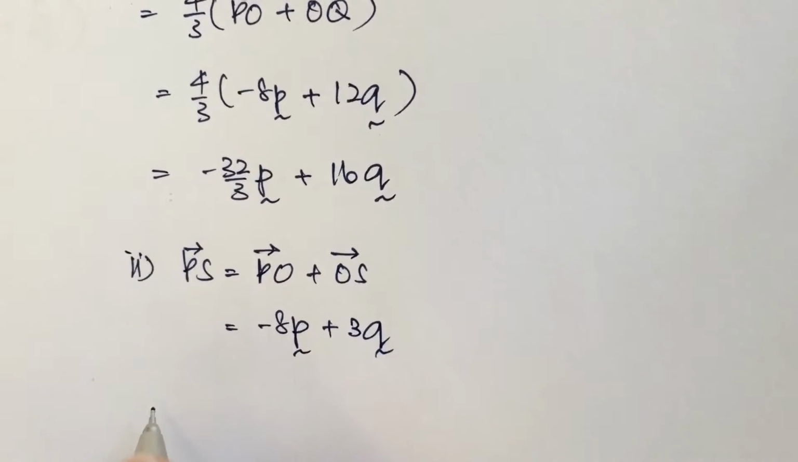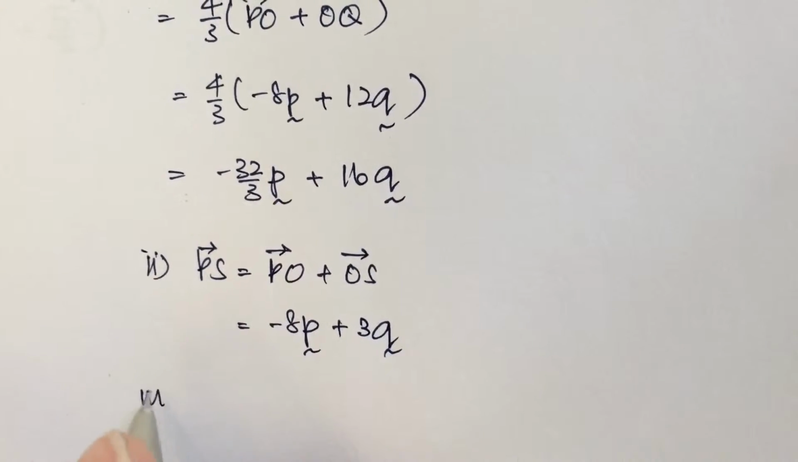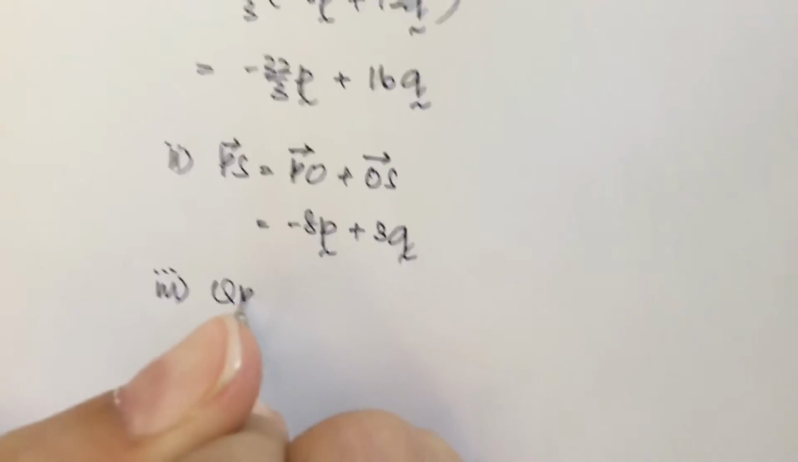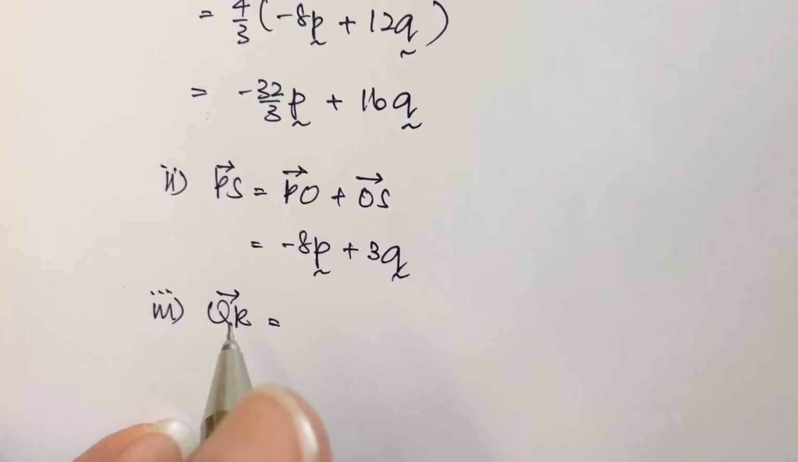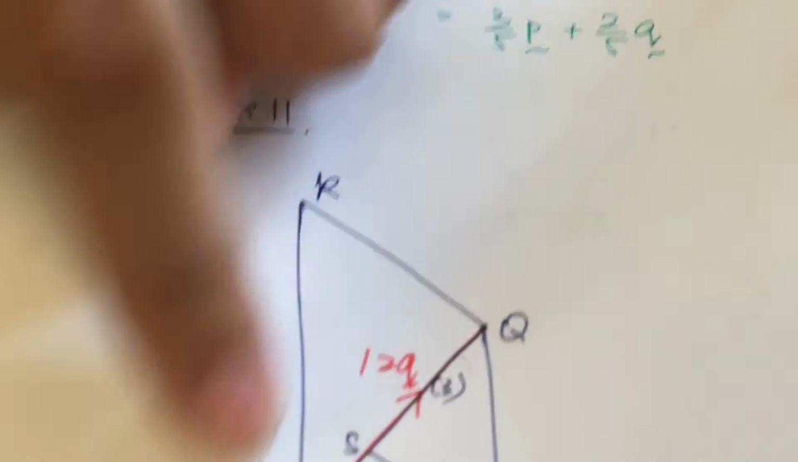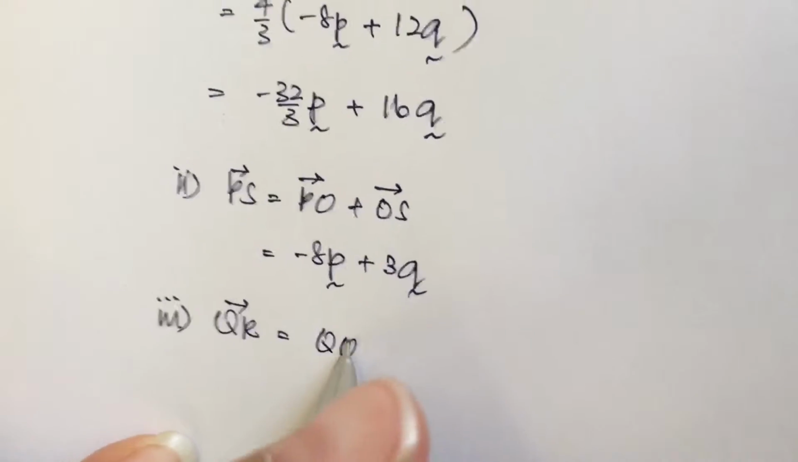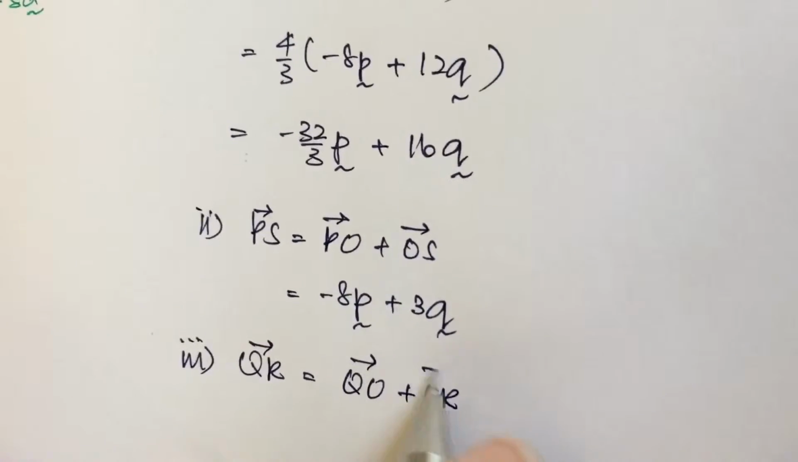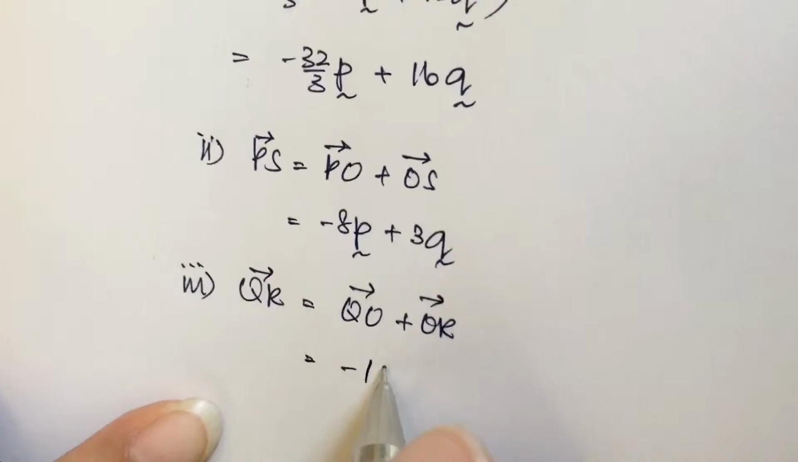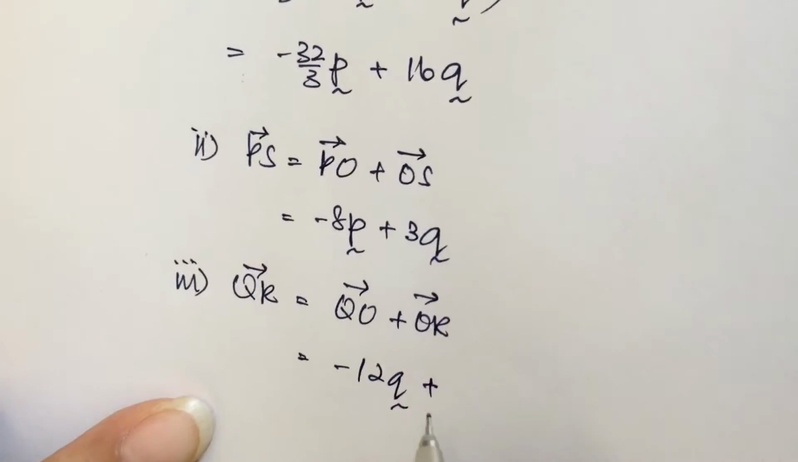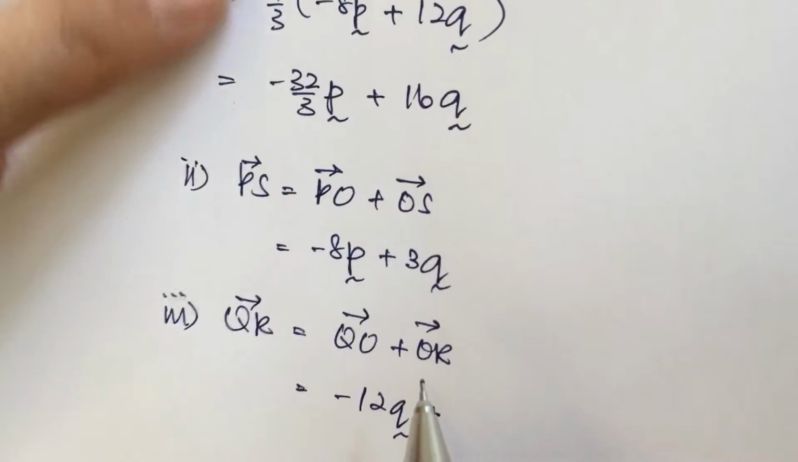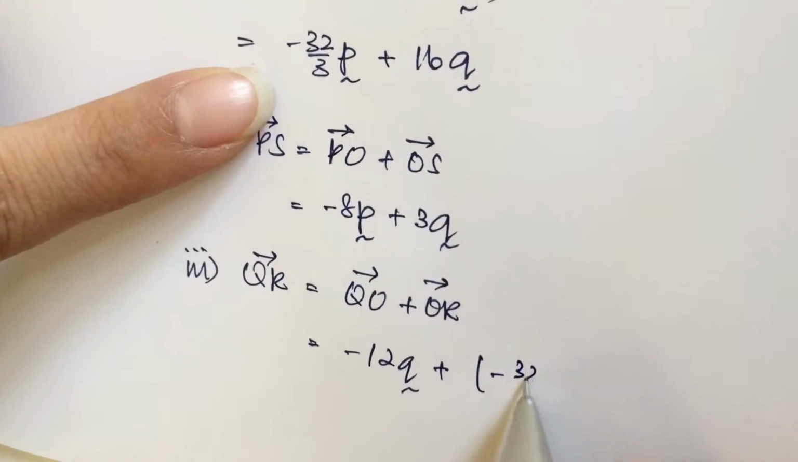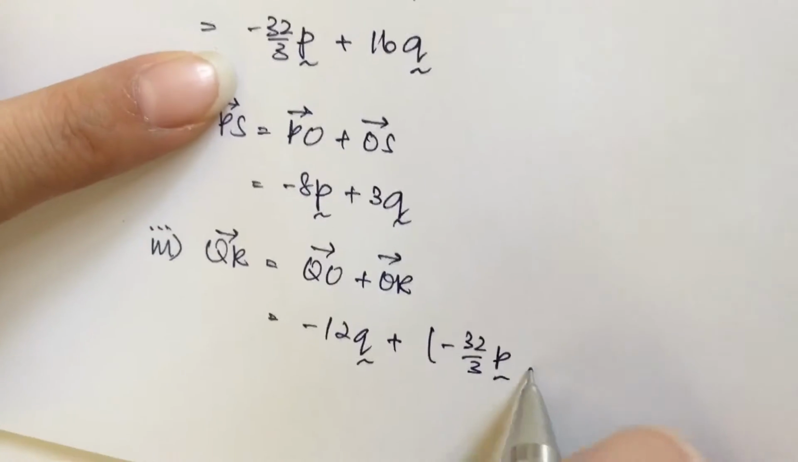Then, next, Roman 3. QR. Q to R, Q to O, O to R. Negative, negative 12. OR, we had the answer already. So it's negative 32 over 3P plus 16Q.